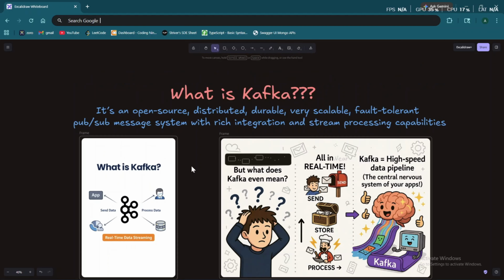So let's try to break down this definition. What does it mean to be open source? When we say open source, it is open to everyone. People can contribute, people can use it freely without paying anything. This is Apache Kafka, and that's why we call it open source. Let's try to break down what distributed means in the Kafka world.